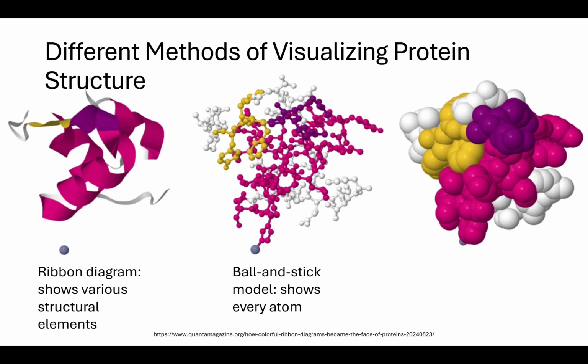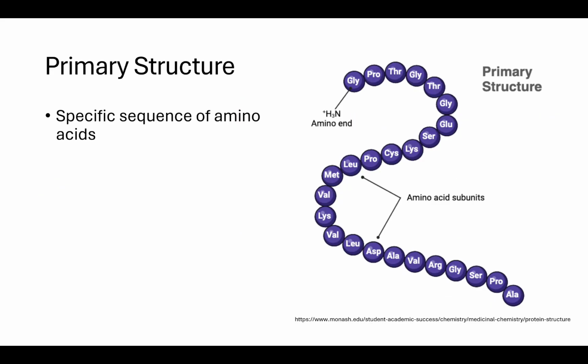This does show every single atom, but it can get a little busy. And then there's also the space filling model. This kind of shows what area this protein occupies. It's really good for showing the 3D outer shape as well as places where things can bind. So there are 4 different levels of protein structure that we're going to learn about.